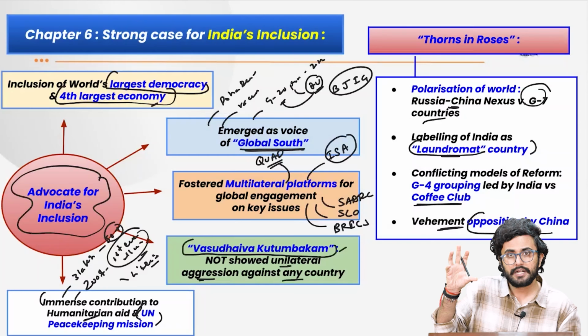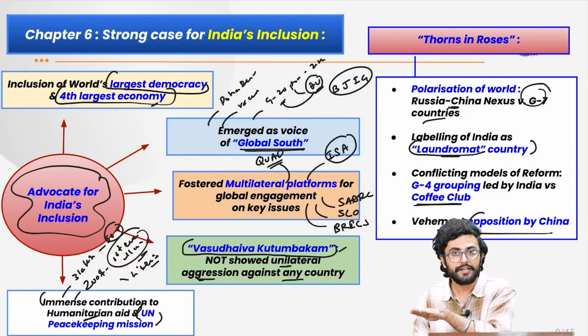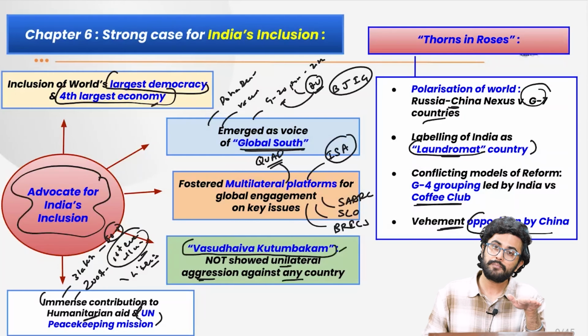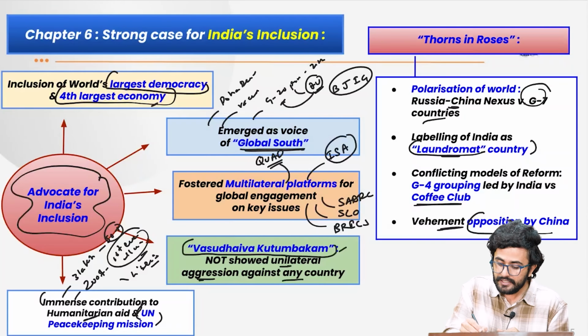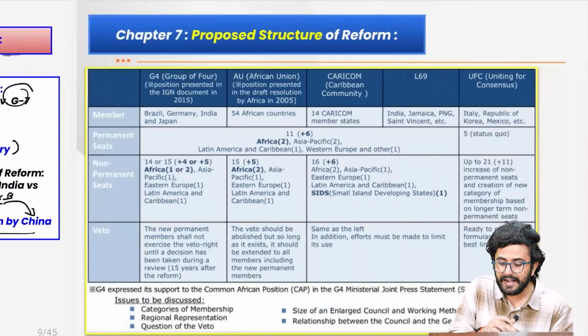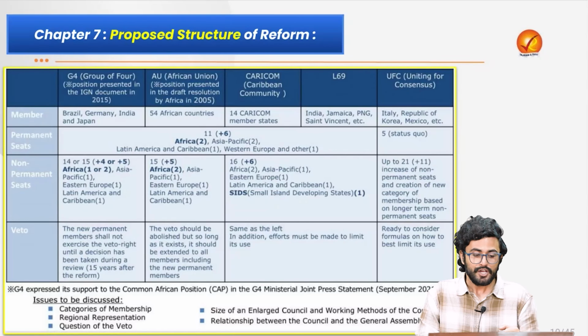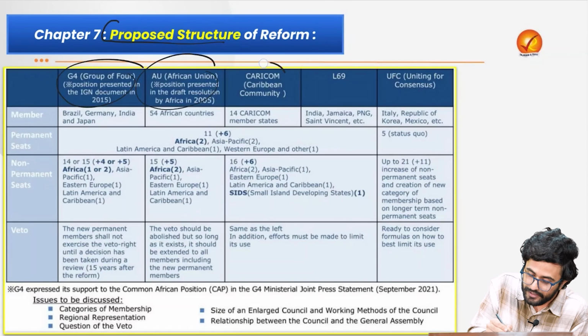Coffee Club is basically a group which calls for the status quo to be maintained. So there shall be no increase in the permanent members. Rather, the increase shall take place in non-permanent members. And these Coffee Club countries include your Pakistan, Mexico, Italy, etc., who are obviously backed by China. So this is the proposed structure of reforms which is coming from various groupings.